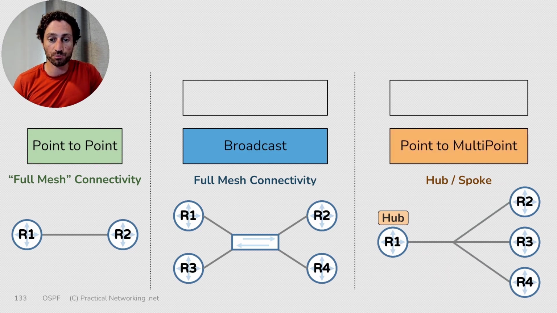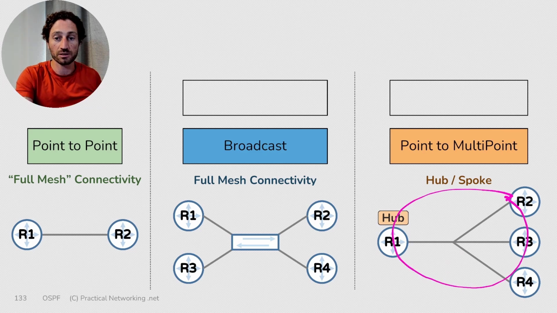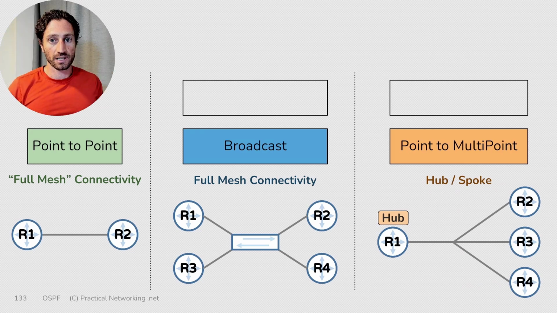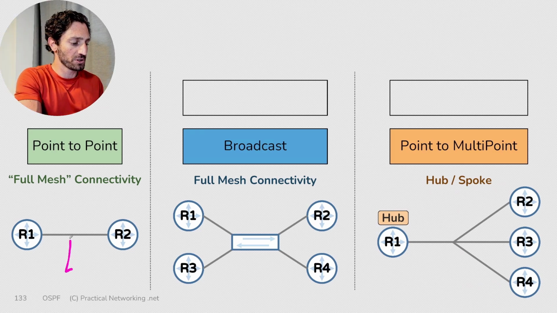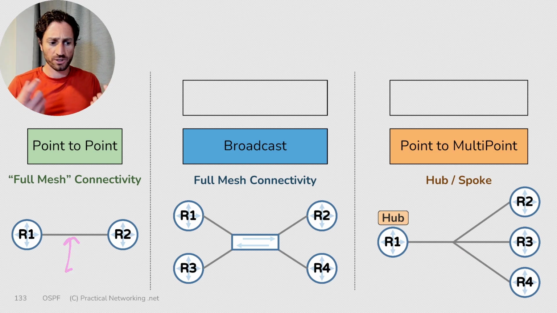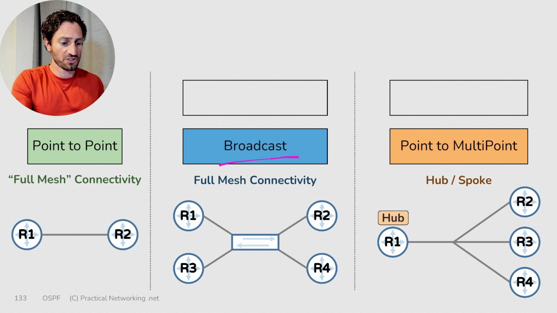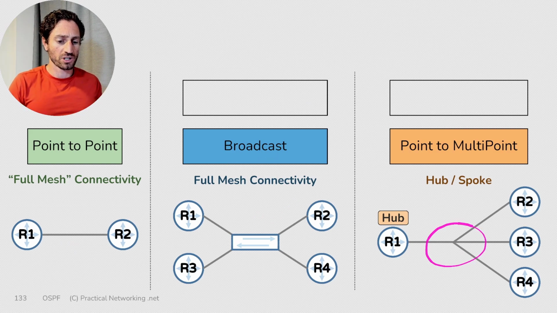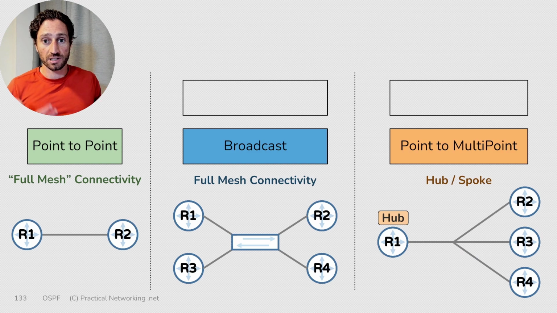With true point-to-multipoint, these all belong to the same IP subnet. That's what makes them different from 3 different point-to-point links. Now, you might be thinking to yourself, point-to-point makes sense, it's just 2 routers connected to each other. Broadcast makes sense, it's just a bunch of routers connected to an Ethernet switch. But what kind of network topology is going to allow for this hub-and-spoke connectivity?